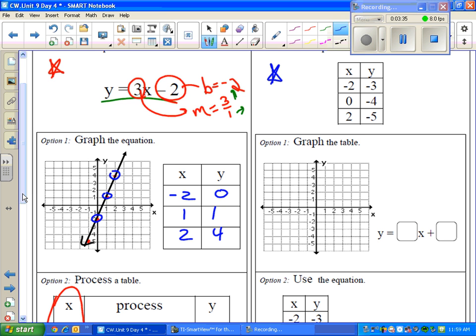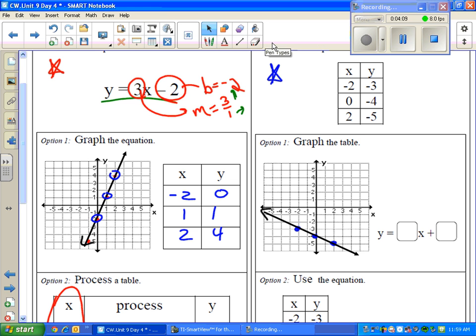By graphing the table, we'd have to plot the points. So we'd go x is -2, y is -3, which is going to be this point right here. 0, -4 is right here. 2, -5 is this point right here. Now we have 3 points to make up our line, so we can go and get our straight edge, and we can draw our straight line through those points.